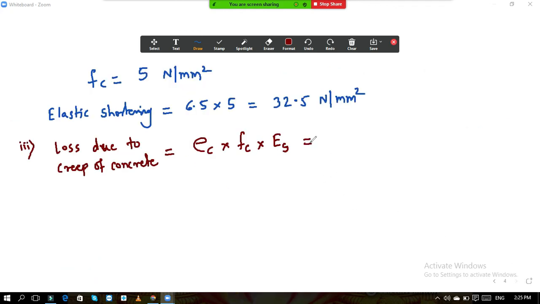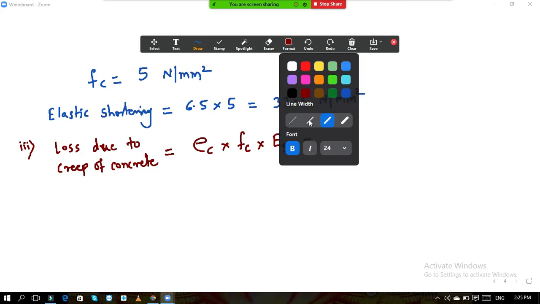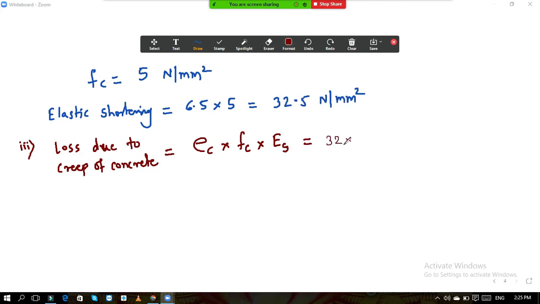So here ec is equal to, how much it is given? It is 32 into 10 raised to minus 6. 32 into 10 raised to minus 6 into fc is 5 into es is 2.08 into 10 raised to 5. So if you solve, you will get this value as 33.28 Newton per mm square.